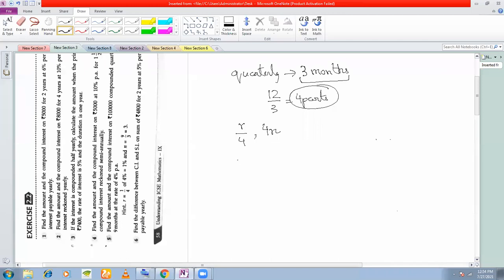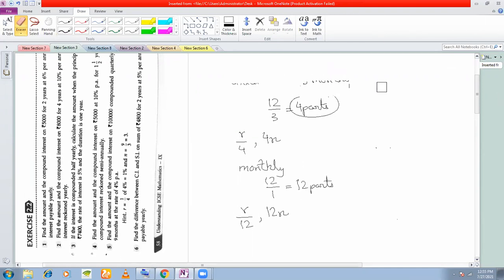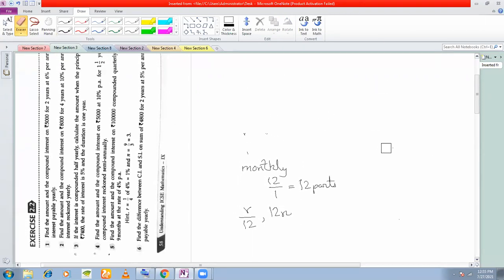So if the interest is given monthly, then how many parts are you dividing the year by? 12. So you're dividing the entire year into 12 parts. So this time, what should you divide the rate by? 12, and the time you should multiply by 12. Clear? Yes, sir. If the interest is given bi-monthly, then tell me, what should the rate be divided by?